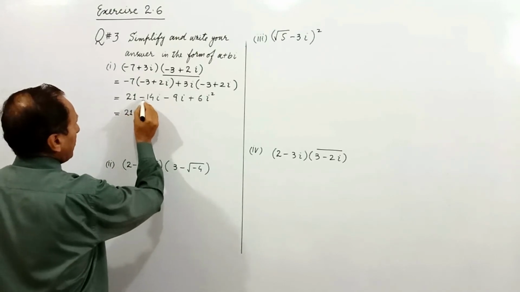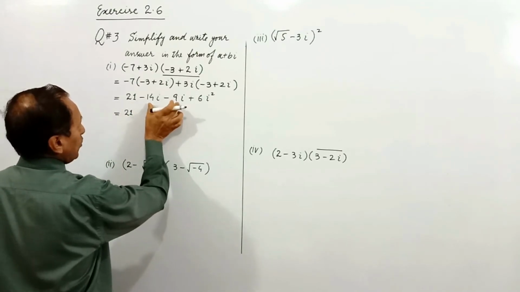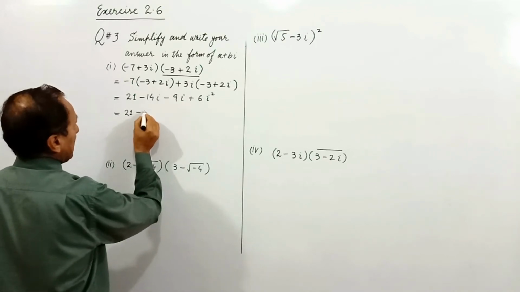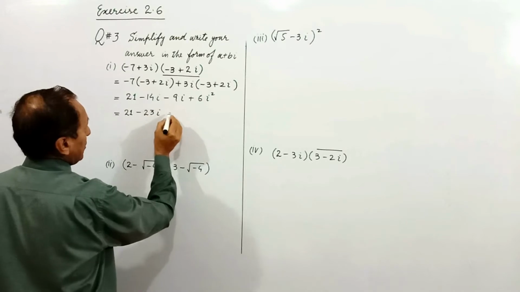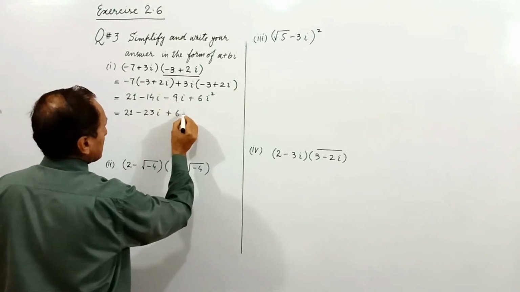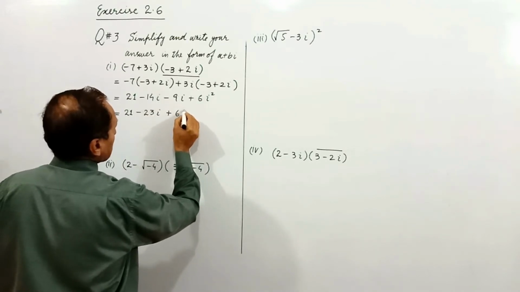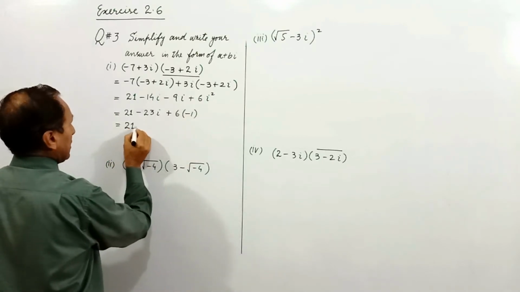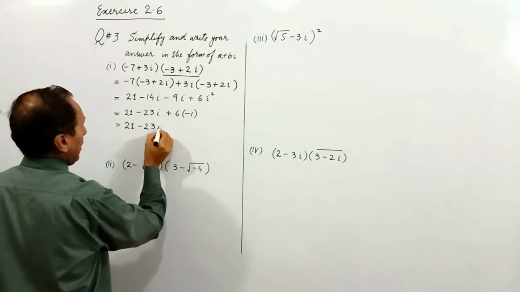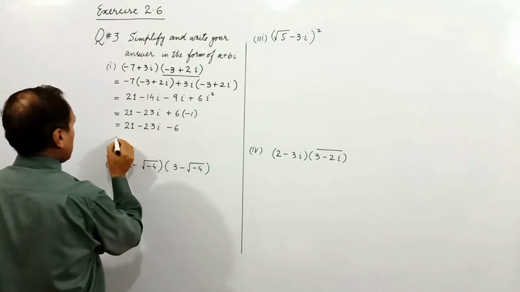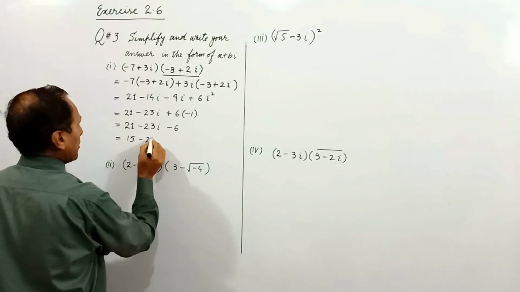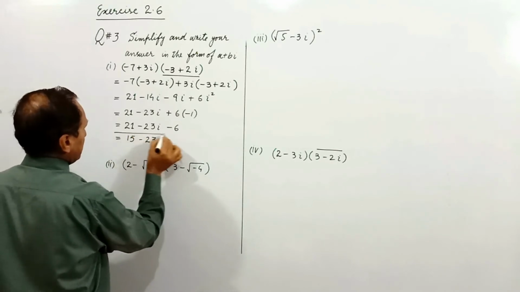21, the signs are the same, so the coefficients are added: 14 and 9 becomes 23, minus 23 iota plus 6 iota square. Put the value of iota square as minus 1. 21 minus 23 iota minus 6. 21 minus 6 becomes 15 minus 23 iota.